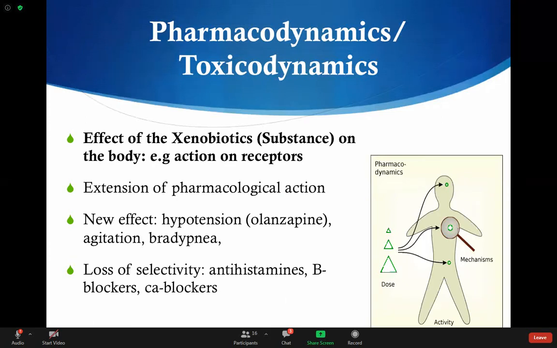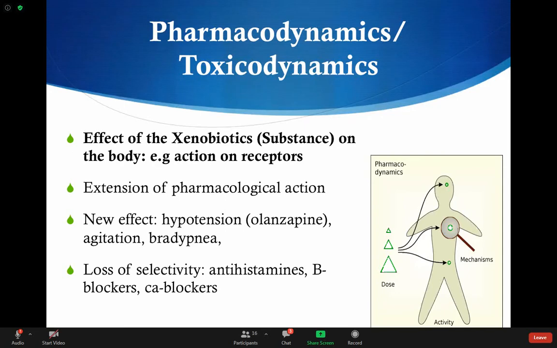So that's the pharmacodynamic. This also gets affected when you take a huge dose, and that's why we call it toxicodynamic. If you take more than the therapeutic dose, then in some drugs you will get extension of the pharmacological effect, like beta blockers. They will cause bradycardia, but if you take an overdose, you may get a heart rate of 30, 20, and then cardiac arrest. So that's an extension of the pharmacological action.